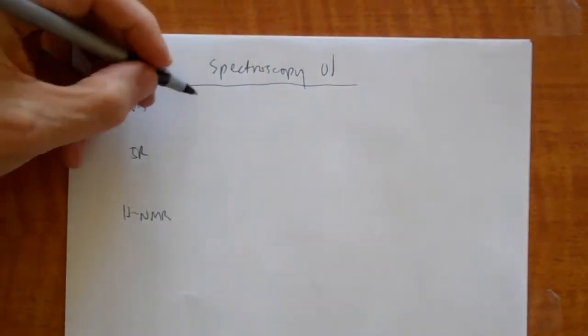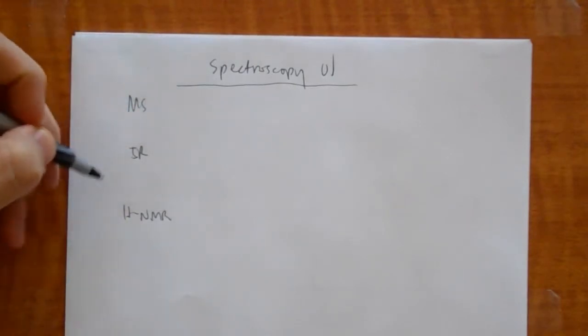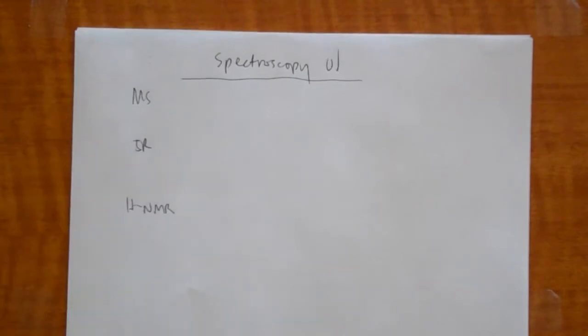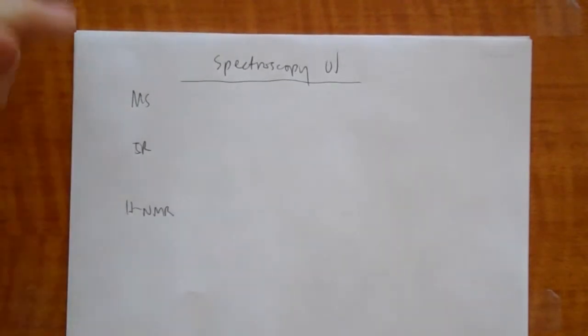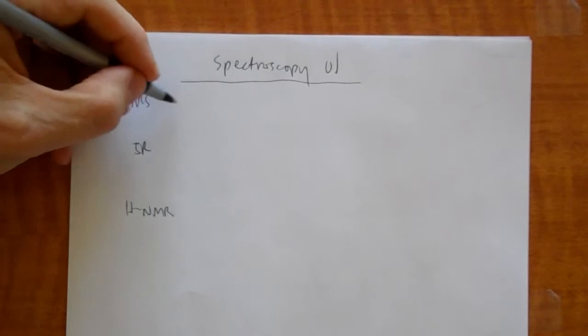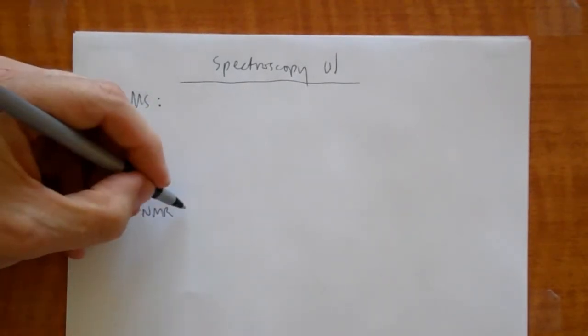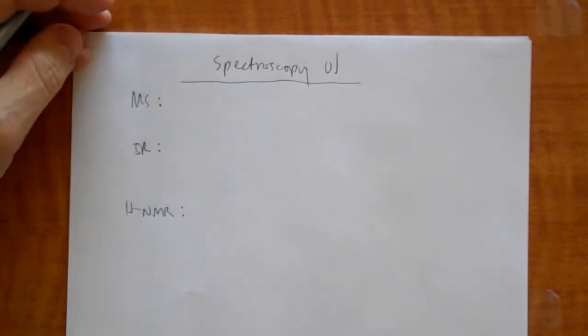Okay? And the very first thing that you need to appreciate is, what does mass spec tell you, what does IR tell you, and what does proton NMR tell you? So let me ask you to consider pausing the video at this point and making a guess. What's the main take-home message from mass spec? What's the main take-home message from IR? And what's the main take-home message from proton NMR?